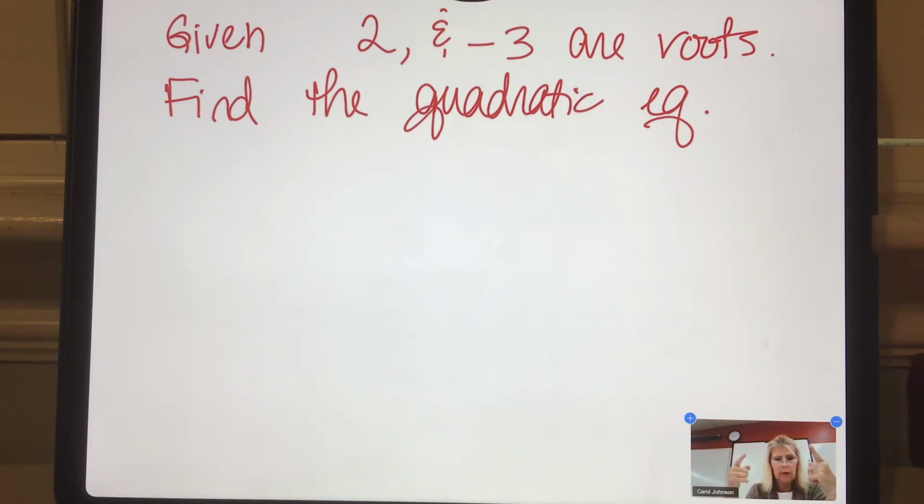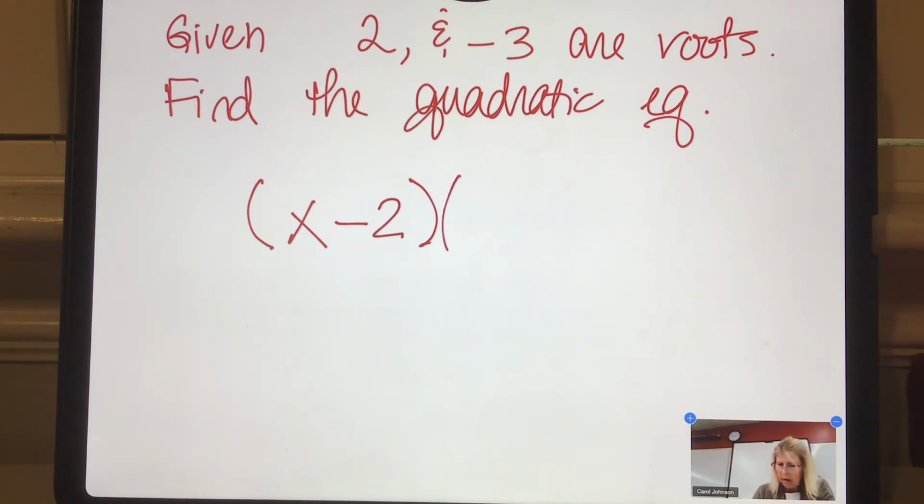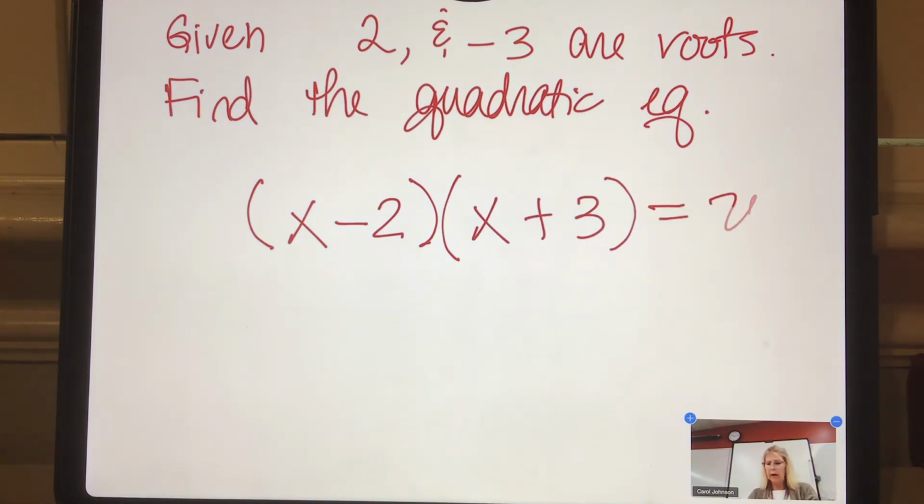You're going backwards. So that means if 2 was the root, within the parentheses, it would have been x minus 2. Yes or no? Are we good? And if it was minus 3, it means plus 3. And we're setting this equal to y because we're setting up a quadratic equation. All right? So far, so good?